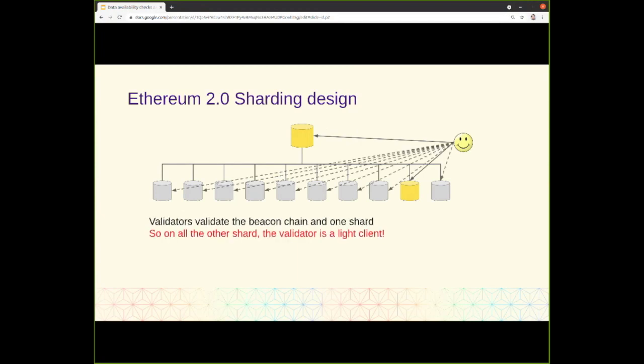But that means that they will become light clients on all the other shards, because they can't be fully validating. They don't want to download all of them in the case of data shards. So they're actually light clients on all the other shards. So this means in the ETH2 design, pretty much everyone is a light client, except for maybe some people who are going to run super full nodes that validate everything.